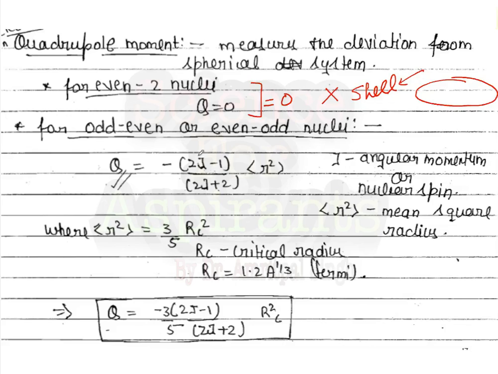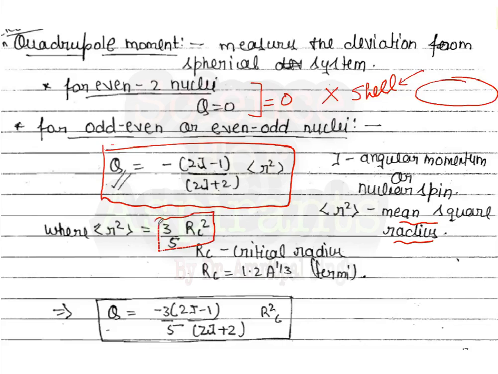So for odd-even or even-odd nuclei, this model or formula is quite successful in finding the quadrupole moment. It says that the quadrupole moment is minus (2j minus 1) over (2j plus 2) into r square, where j is the total angular momentum and r square represents the mean square radius of the given nuclei. And basically this r square we can use is equal to 3 by 5 R square.